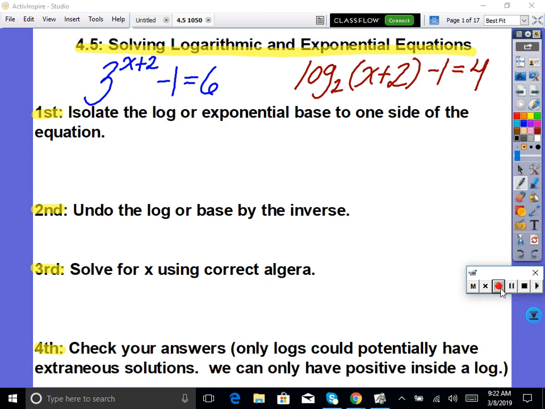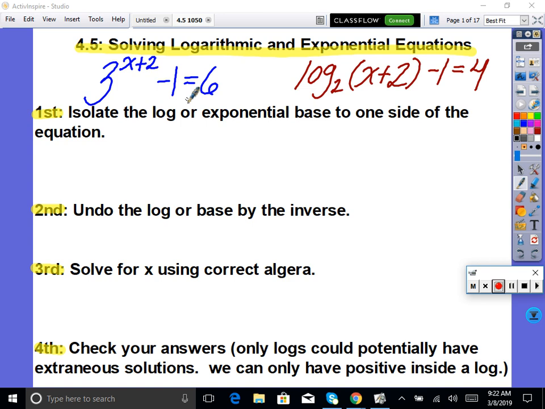So we actually did learn this in 1010, so it's just another kind of review topic. So 4-5 will be solving logarithmic and exponential equations. Now, we have seen these steps before, so our first step is to isolate the logarithm or exponential base to one side of the equation. So in the blue equation here, we would get base 3 all by itself, and in the red equation, we would get log base 2 all by itself on one side of the equation.